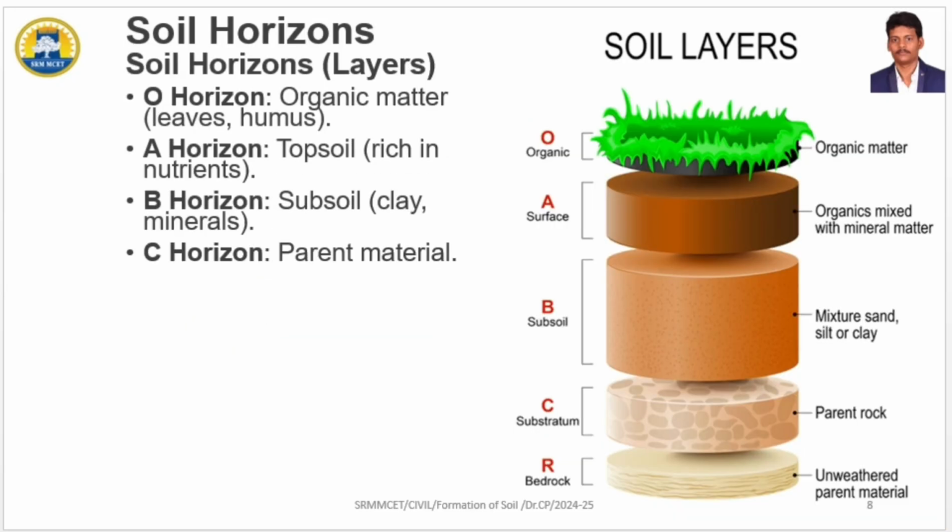Next, we will see the soil horizons. Over time, the deposited minerals undergo further changes due to climate, organisms, and topography. Distinct layers called soil horizons develop. These horizons include the topsoil, which is rich in organic matter, the subsoil, which is an accumulation of minerals, and the parent material. This is divided into different horizons. O horizon is the organic matter. A horizon is the topsoil which is rich in nutrients. B horizon is the subsoil, that is clay minerals. C horizon is the parent rock, and R is the unweathered parent material.